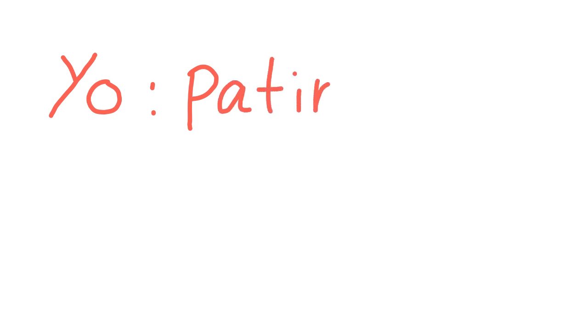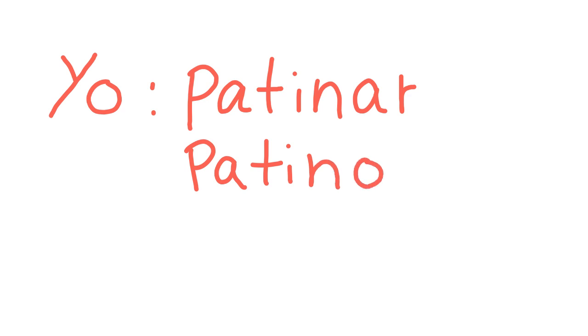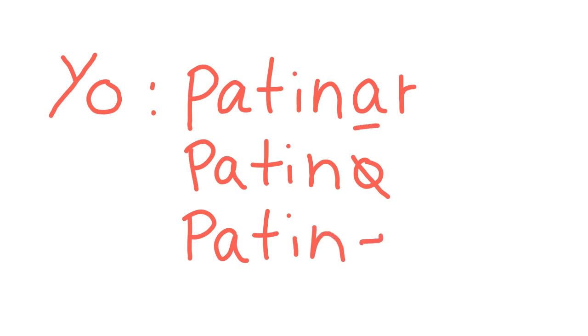All right, so let's just look at some examples here. If your subject is yo, and you have the verb patinar, to skate, then you're going to go to the yo form of the present tense. So patino. You're going to get rid of the O. Then you're going to add the opposite ending. So since it was an AR verb, you're going to add an E to the end, patine.